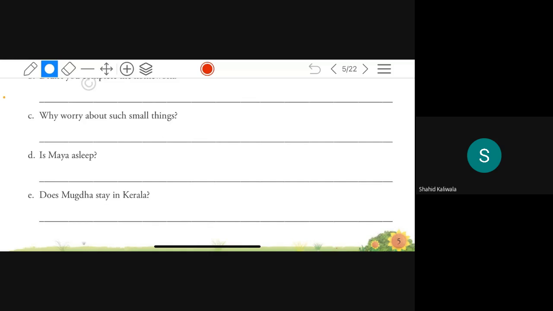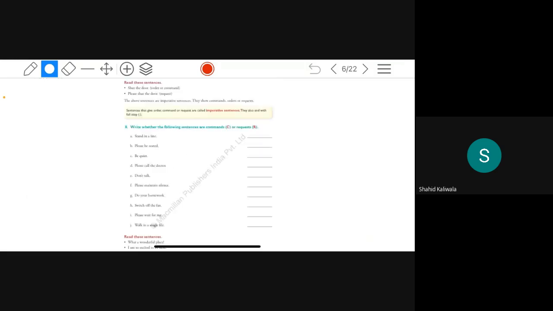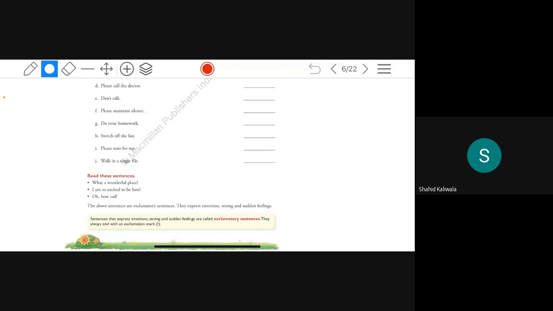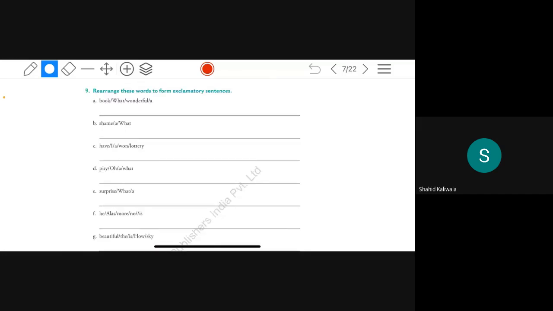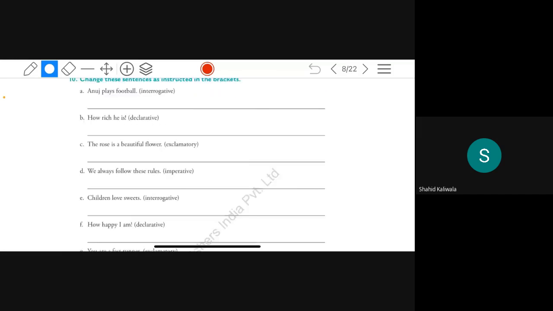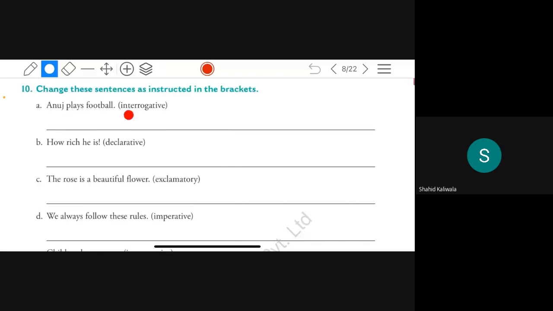Does Mugdha stay in Kerala? Mugdha stays in Kerala. Stays. Yes, stays. With she we add S, so stays. The 10th one I wanted you to revise. Anuj plays football, make it interrogative. Does Anuj play football? Yes, good, you corrected it. Play.